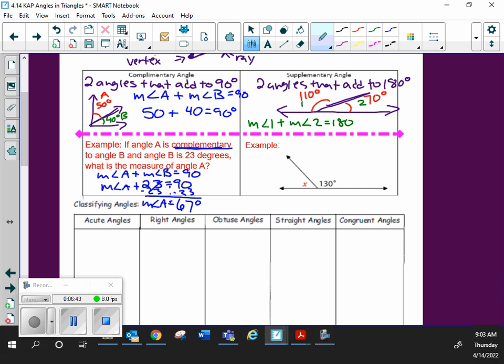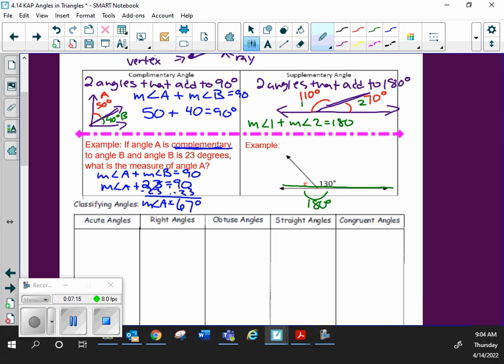Sometimes they don't give me a question, they just give me a picture, and they're like, find X. It doesn't even tell me if it's complementary or supplementary. How would I know anything about this picture? Carolyn? Because a flat line is going to be 180 degrees. So I can write the equation. What's an equation I can write? There's a couple ways you can write it. To solve, sort of like how I have over here, what's an equation I can write for this side?